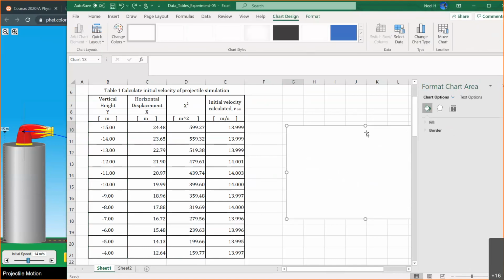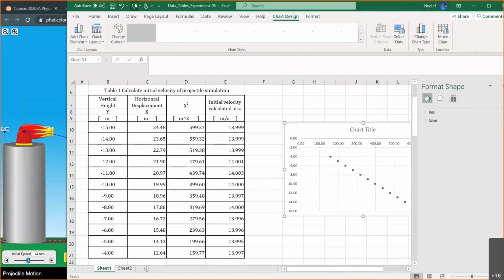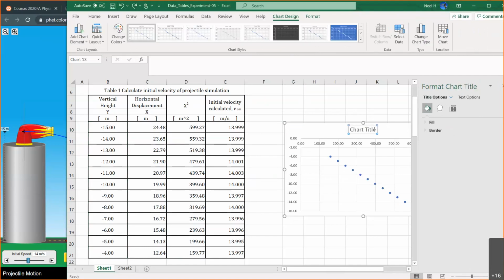We have to have a graph title. What happened? Yeah, okay, good.